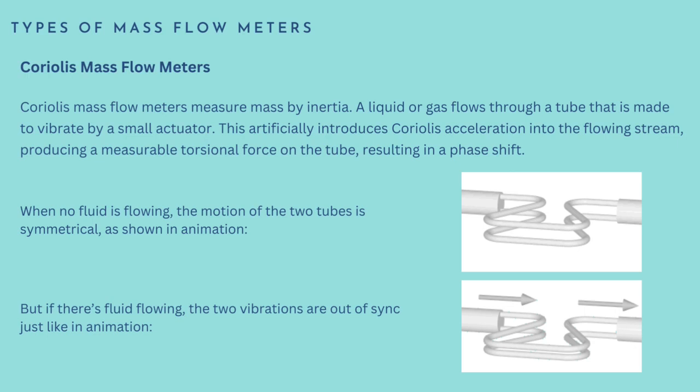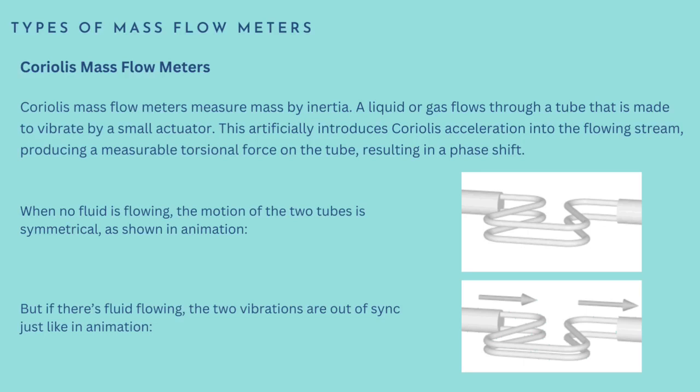So Coriolis mass flow meters measure mass by inertia. So a liquid or gas flows through a tube that is made to vibrate by a small actuator. So this artificially introduces Coriolis acceleration into the flowing stream, producing a measurable torsional force in the tube, resulting in a phase shift. So when no liquid is flowing, the motion of the tubes is symmetrical as shown in the animation. But if there's a fluid flowing, the two vibrations are out of sync just like in the animation.